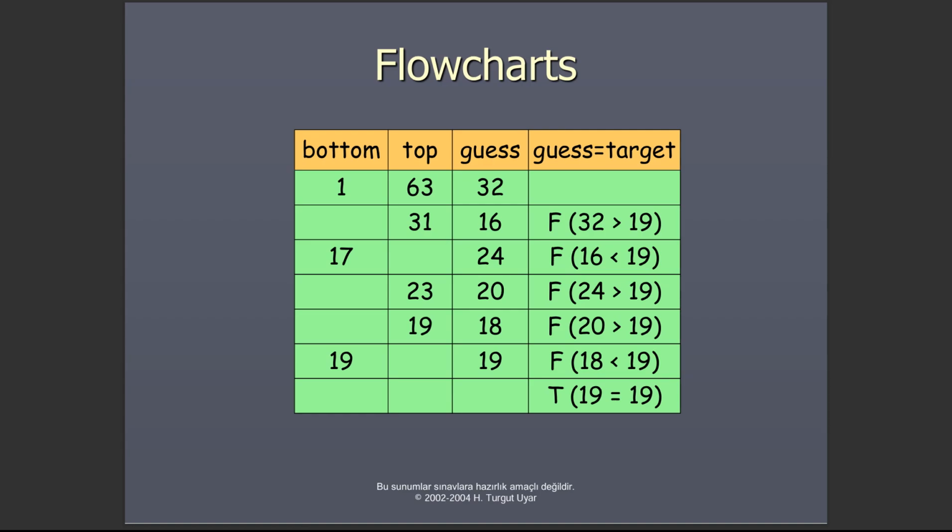And the table. Finally, let's look at the table that shows each step of our binary search for number 19. The table shows how our bottom and top values change, and what we guess each time. We start with bottom equal to 1 and top 63, so we guess 32. Since 32 is too big, our new top becomes 31. We keep adjusting until bottom and top become 19, which means we have found our target. This table helps us track exactly how the algorithm narrows down the possible numbers until it finds the right one.